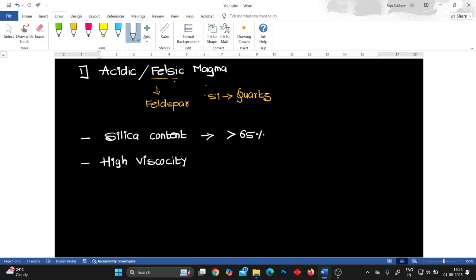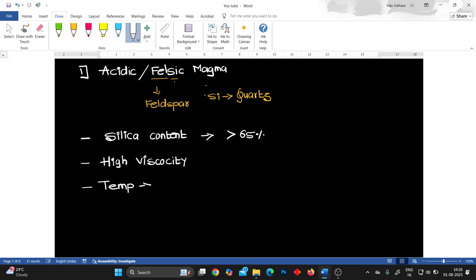You should understand why the magma has high viscosity. It is because it has silica in higher proportions. This is the case seen in acidic magma or felsic magma. Acidic and felsic magma will always have high viscosity because of the higher percentage of silica present in it. Next, what will be the temperature of this magma or lava?